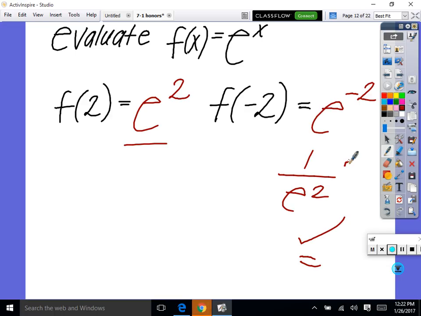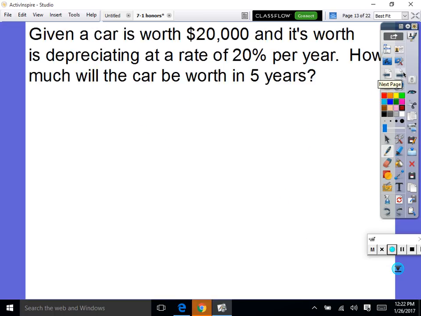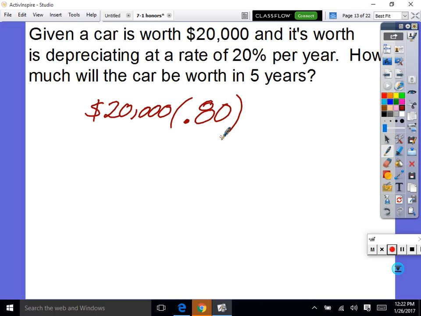Okay, so given a car is worth $20,000 and its worth is depreciating at a rate of 20% per year, how much will the car be worth in 5 years? So isn't our initial amount $20,000? And then our factor is, it's depreciating at 20%, so 0.8. It's worth 80% of its value, correct? A lot of people want to mess up and put 20. Okay, then how much will the car be worth in 5 years?